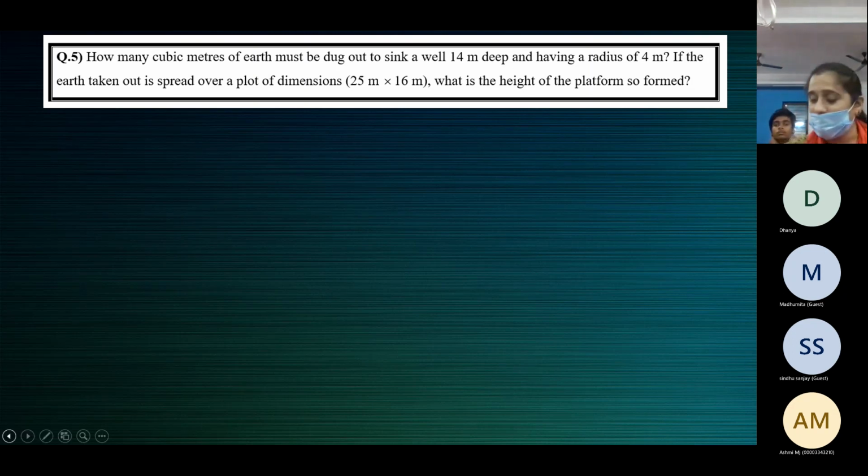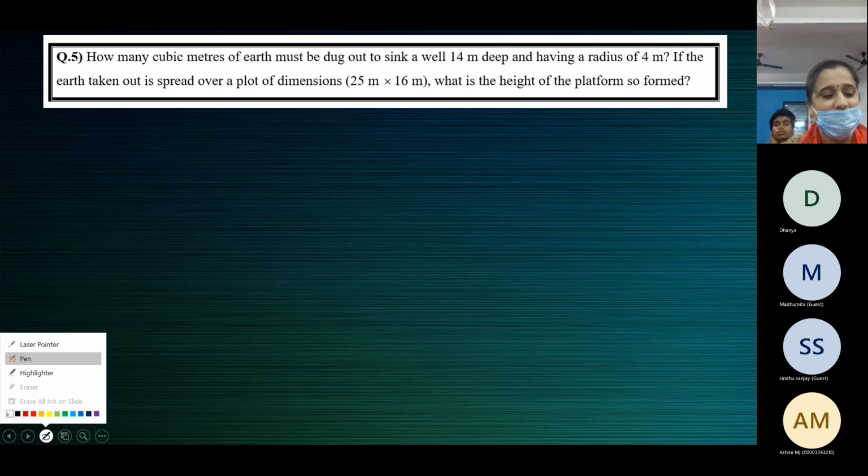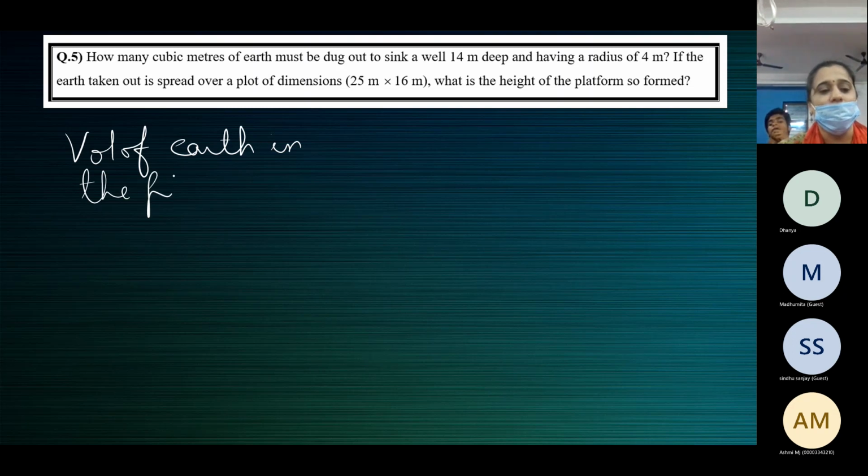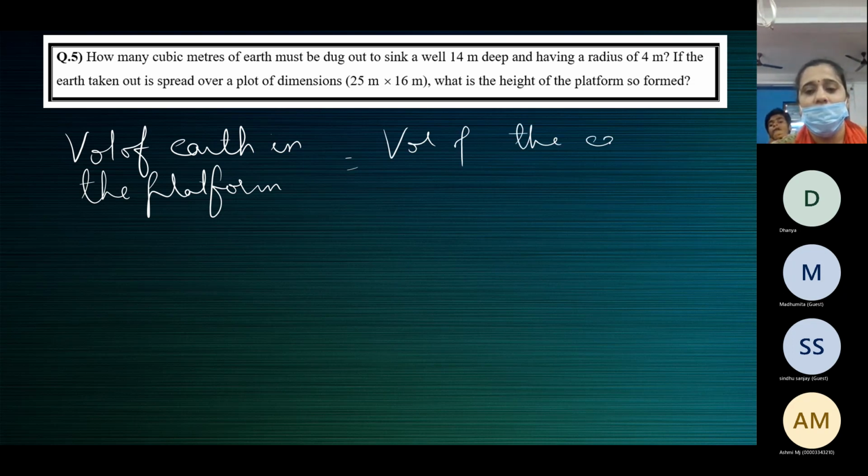Well, what you have to find is the height of the platform. So I'll write that platform first. You can write anything first. Let me just write: volume of earth in the platform is equal to the volume of the earth removed from the well.